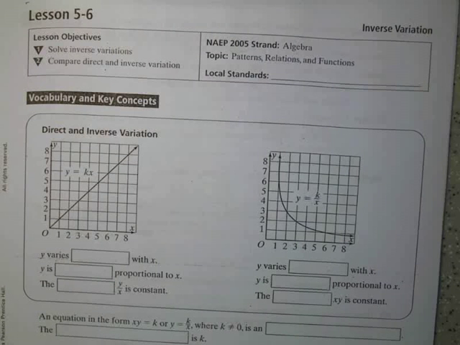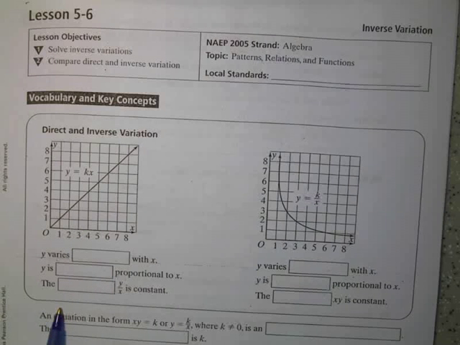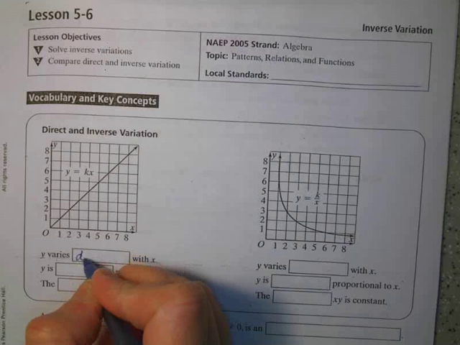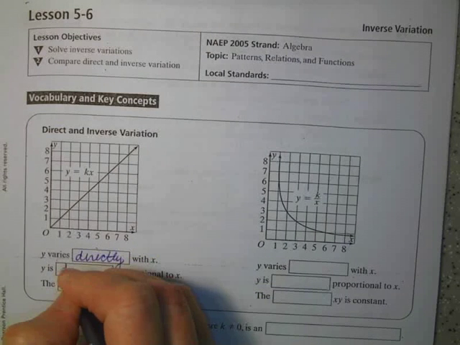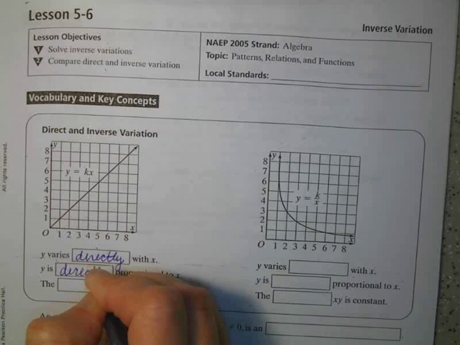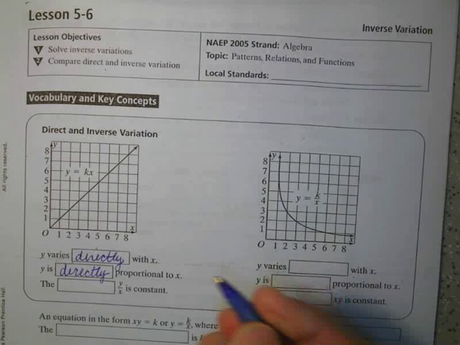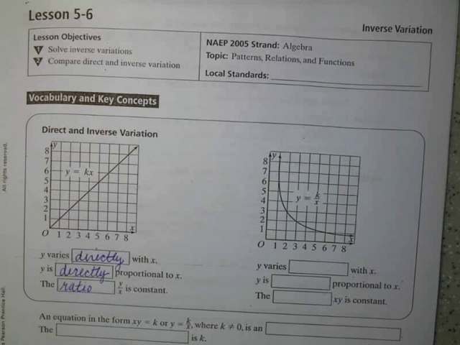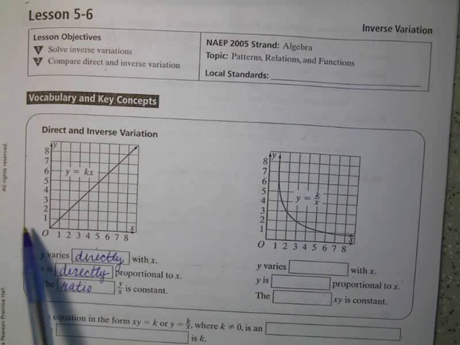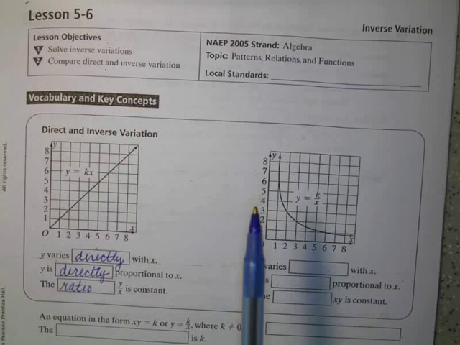In our previous section we worked with direct variation. So here, this is a case of direct variation. So let's look at this first. In this case, y varies directly with x. Y is directly proportional to x, and the ratio y over x is constant. Another way of thinking about this, as x increases, so does y. So they're both increasing at a steady, constant rate, basically.